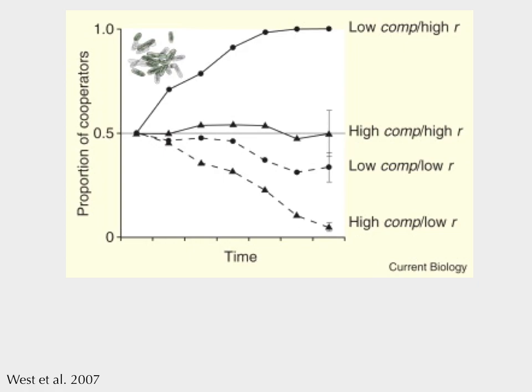Let's see this empirically in things like bacteria. Here's the result of an experimental study where these bacteria are producing siderophores, enzymes they express to help grab iron or other things from the environment. So it's a communal benefit, right? Let's excrete this thing that will help us all. And how often do you do that? If you're in a situation with high competition and high relatedness, you do a lot. With low relatedness, you don't do much at all.